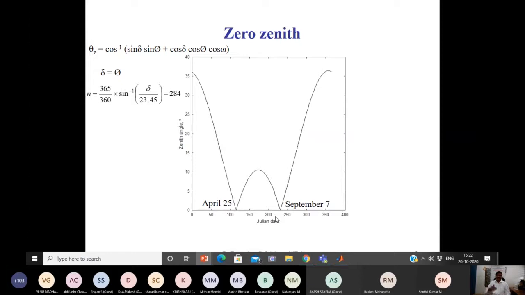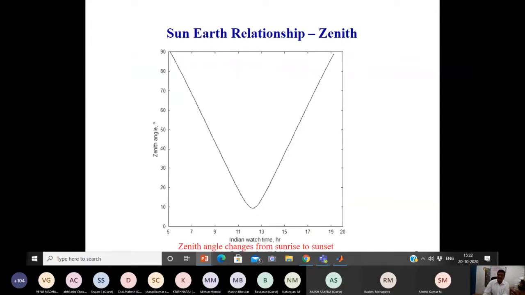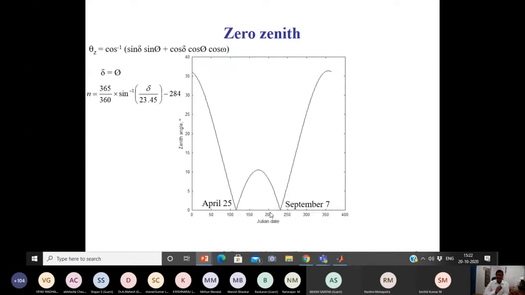Since the place is below 23.5 degrees, let us take some place in South India. In South India, the latitude is less than 23.5 degrees. If you see this place, Jalandhar, this is above 23.5 degrees. That means we are at almost 31 degrees. We can't experience or feel any zero zenith angle, because our zenith angle is always above 0 degrees, because of the value of the latitude.